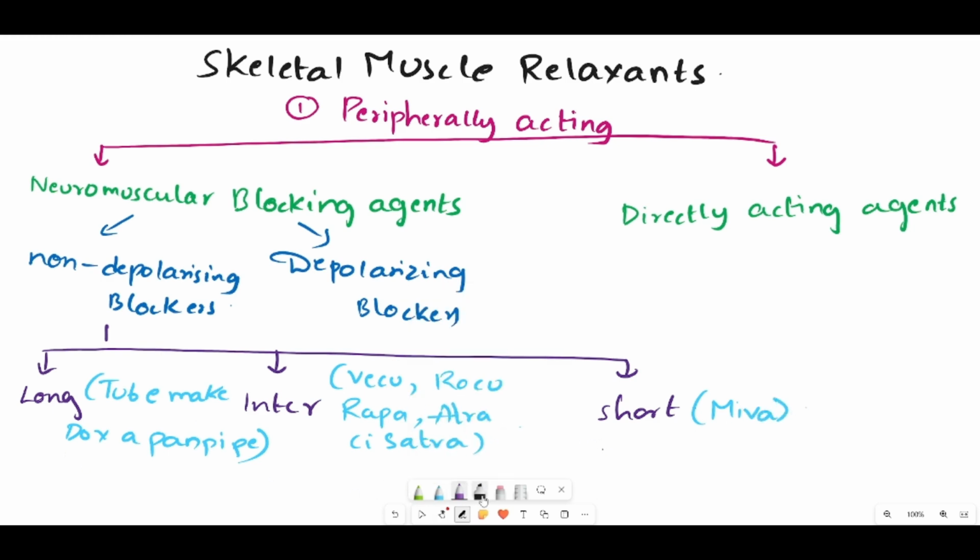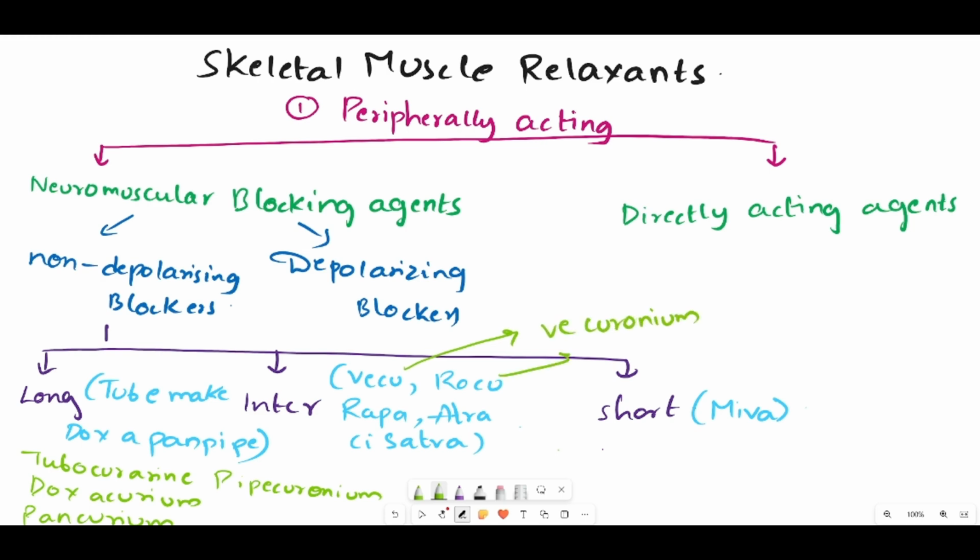Now let's try to see the examples under this. So coming to the long acting, long tube make doxapan pipe. Here tube means it is tubocurarine. Doxa means it is doxacurium. Pan means it is pancuronium. Pipe means it is pipecuronium.